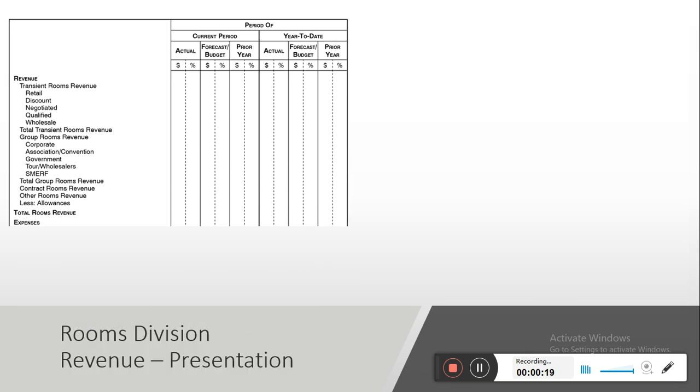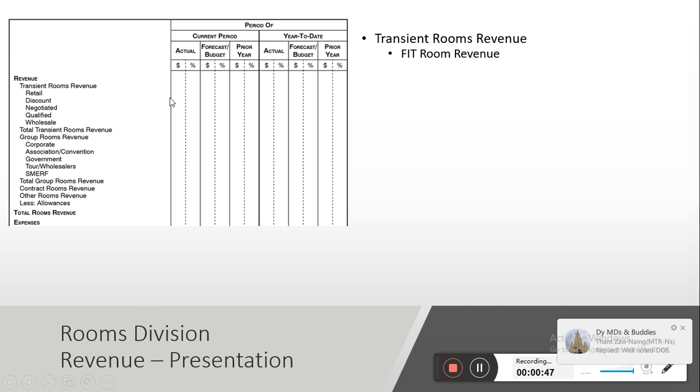As we looked at in the P&L, the room revenue is divided into three parts actually: transient room revenue, group room revenue, and contract room revenue, or you can call it permanent room revenue, other room revenue minus the allowances. The transient room revenue can be further divided into retail, discount, negotiated, and the wholesale segments. So we will be looking at it now in more detail.